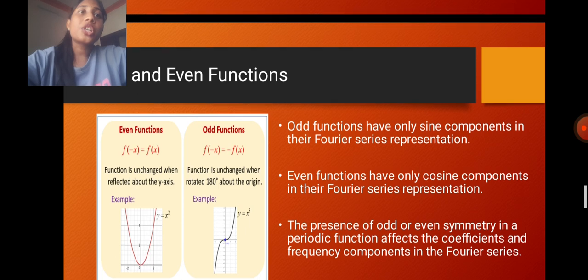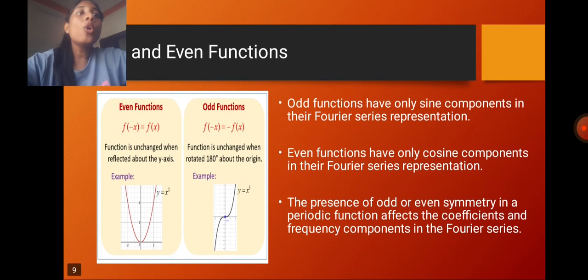Odd and even functions. An odd function has only a sine component in the Fourier series representation. An even function consists of only a cosine component in the Fourier series representation. As you can see in this figure, the even function only represents a cosine function.